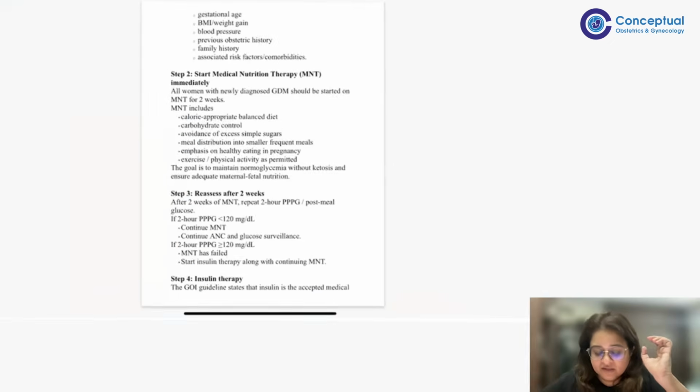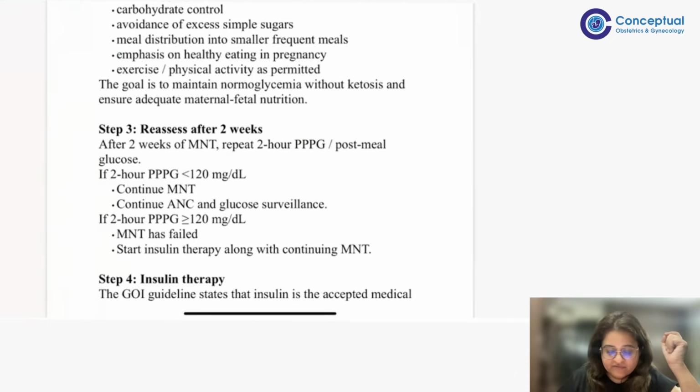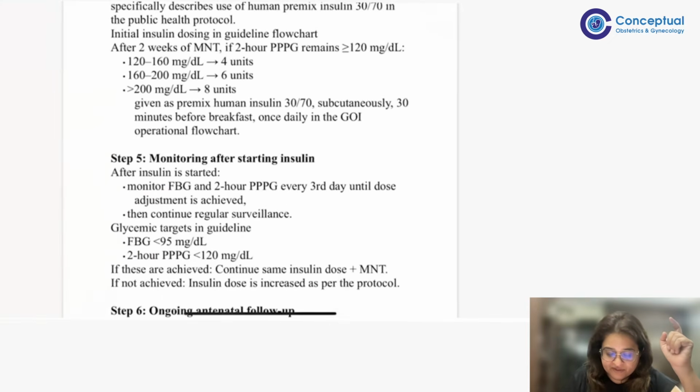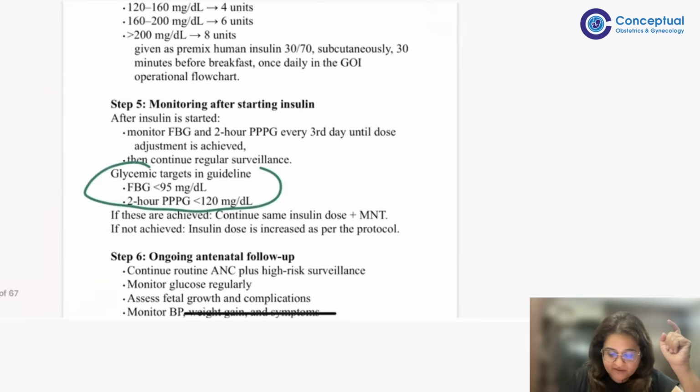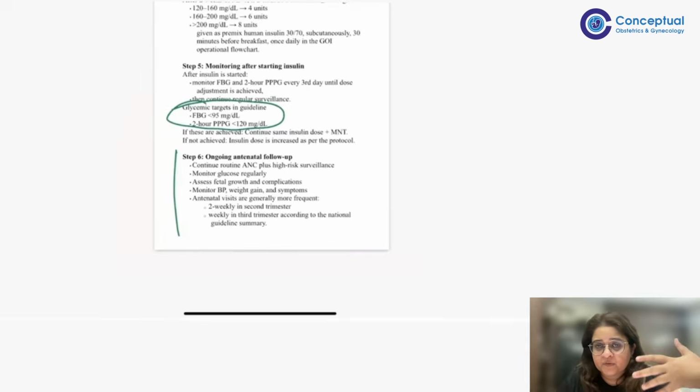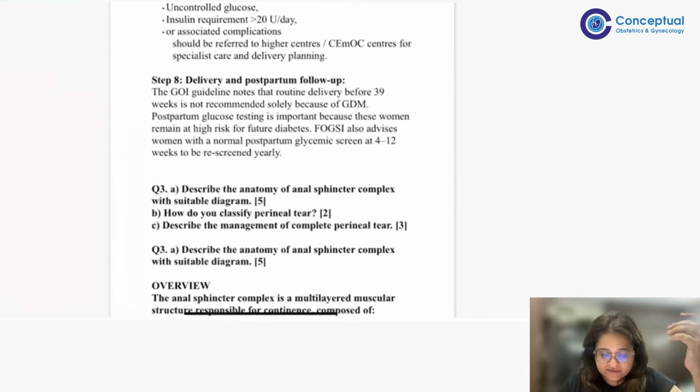Okay, write the target glucose levels. The target glucose level for postprandial is 120. For fasting, it is 95. Right, so the same thing. These are your goals. Apart from that, you will assess for complications of diabetes mellitus. You will continue regular antenatal follow-up. You will assess fetal growth, complications, and check blood pressure and weight gain symptoms. Okay, and check all that.